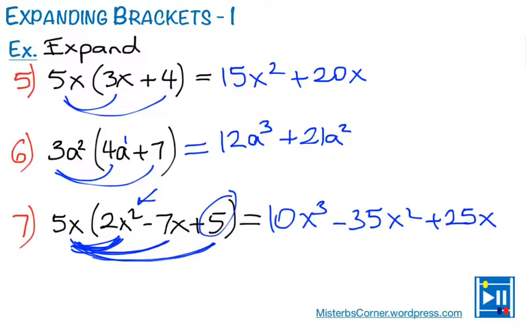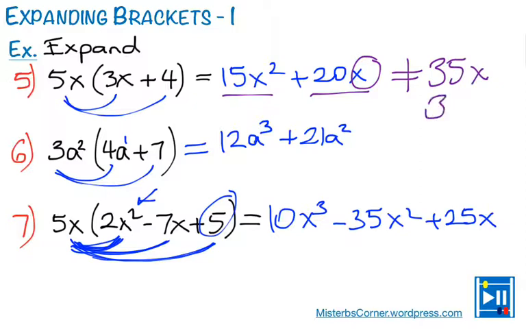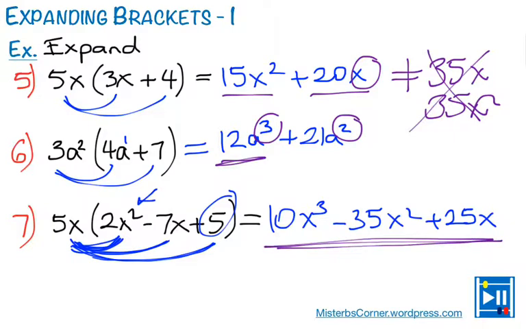Now notice here that none of these expanded forms have any sort of like terms. This is 15x squared plus 20x, so I can't add them. This is not equal to 35x or 35x squared or whatsoever. Right here, this is 12a cubed and 21a squared. These are unlike terms. You cannot add them. Here, these 3 terms are unlike terms each, so you can't add or take them away.